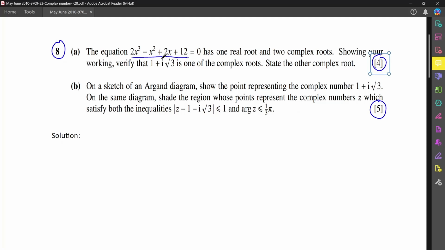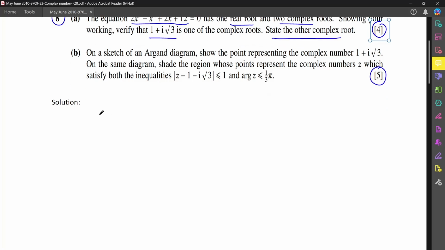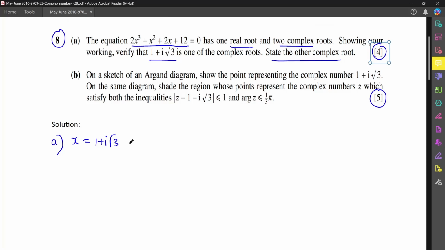The equation 2x cube minus x squared plus 2x plus 12 equal to 0 has one real root and two complex roots. Showing your working, verify that 1 plus i root 3 is one complex root, and state the other complex root. So that's the question. Now we are asked to verify x is equal to 1 plus i root 3. We're going to verify this complex root as a root of this polynomial. So here the equation given to us is 2x cube minus x square plus 2x plus 12 equal to 0.